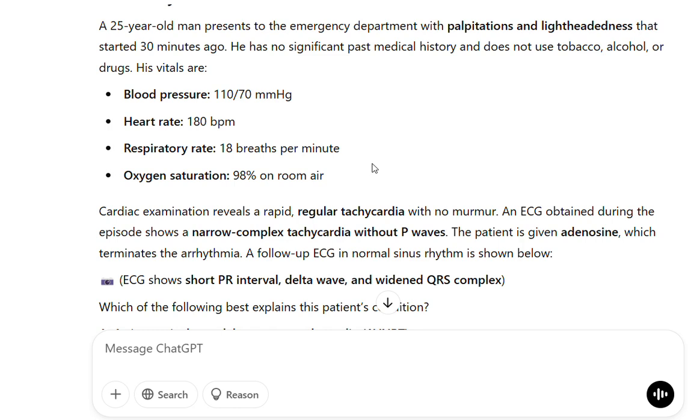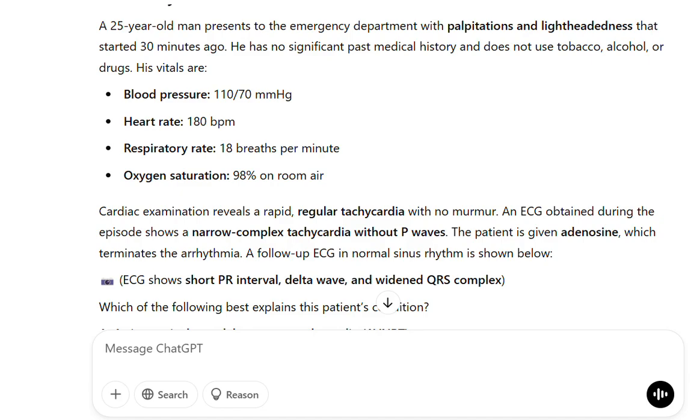Cardiac examination reveals a rapid, regular tachycardia with no murmur. An ECG obtained during the episode shows a narrow complex tachycardia without P waves. The patient is given adenosine, which terminates the arrhythmia. A follow-up ECG in normal sinus rhythm is shown below. ECG shows short PR interval, delta wave, and widened QRS complex.